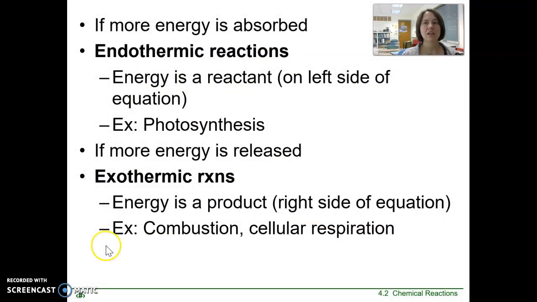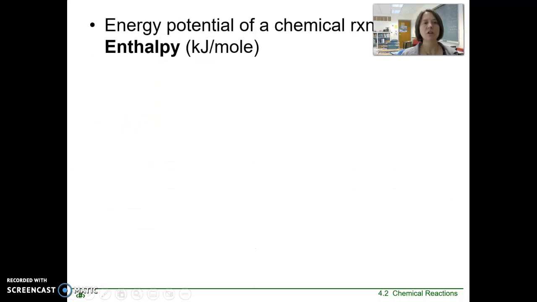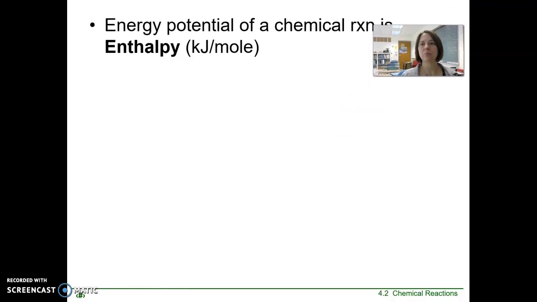So today, let's talk about what we did last time. Last time we talked about changes in energy, and if more energy is being absorbed, it is an endothermic reaction, and if more is being given off or released, it is an exothermic reaction. And so as I promised, we're going to talk about this thing called enthalpy.